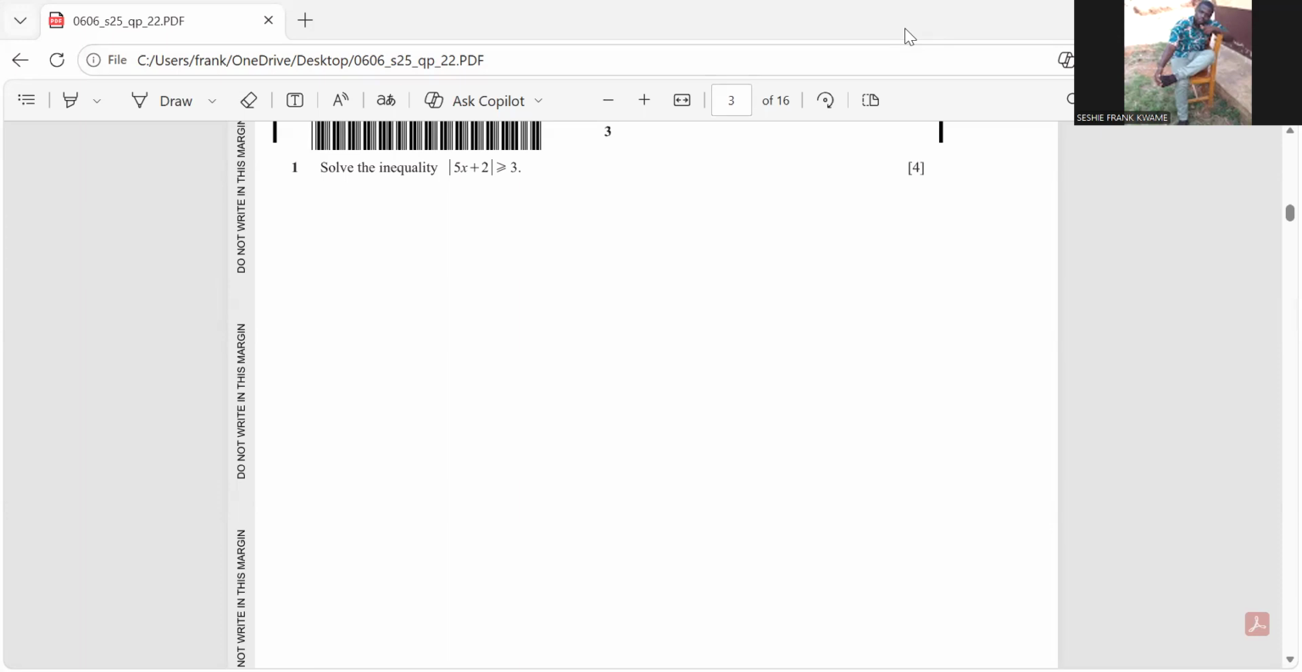We are looking at the IGCSE final exam for Cambridge students. Paper 0606, May/June 2025, Paper 22. Question 1: solving the inequality.